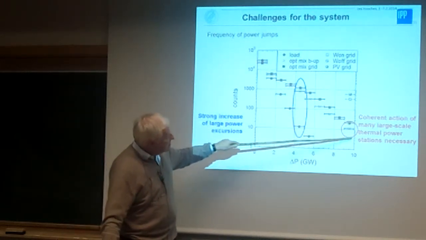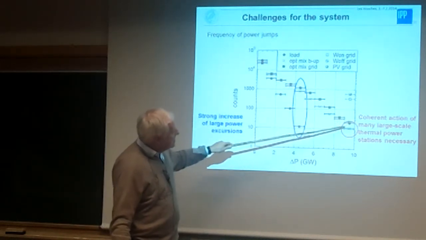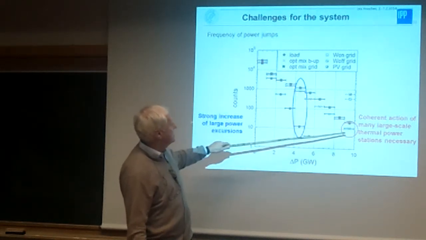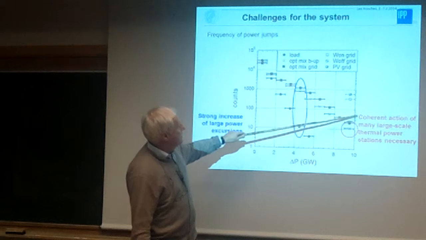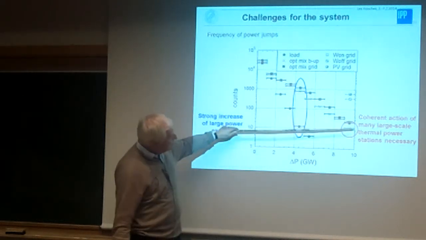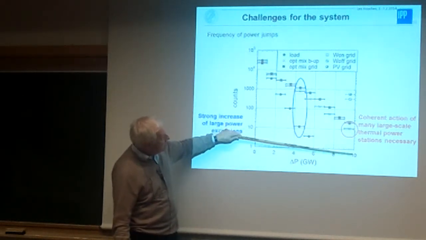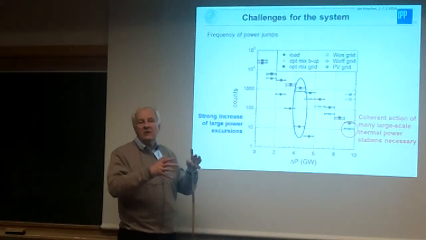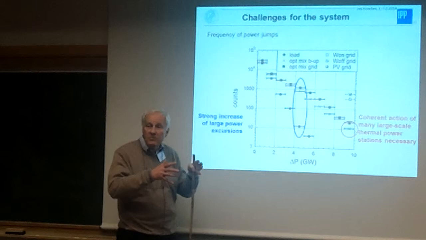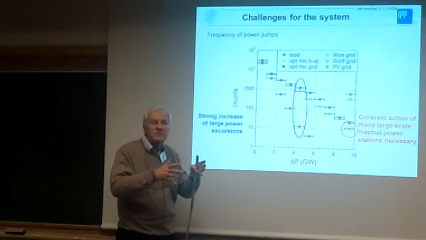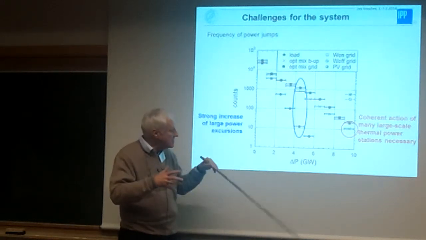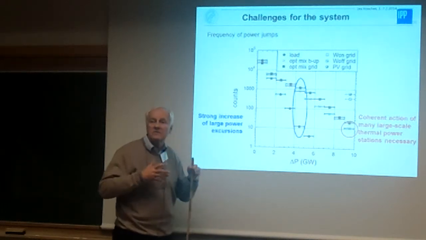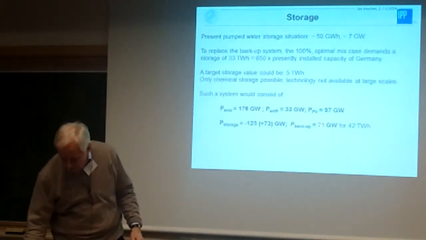And you can also see here that we have a certain number of large power changes, which at the end require some sort of coherent action of the residual system which we have. So we need something like 10 gigawatts or so, which have to work in a coherent fashion to outbalance the jumps from the intermittency introduced by wind and photovoltaic.